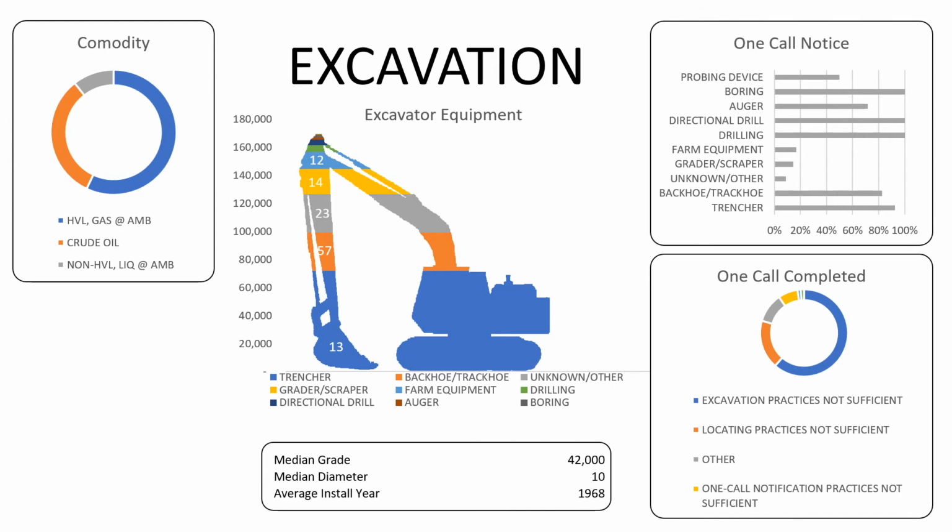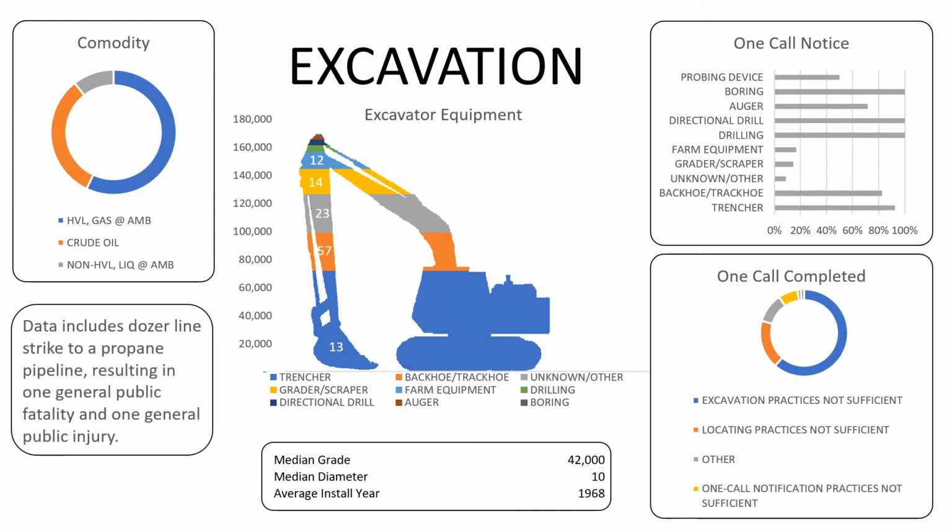So that about covers the data set. Unfortunately, we did have a fatality in this data set when a general public surface owner made contact with a propane line with his bulldozer.